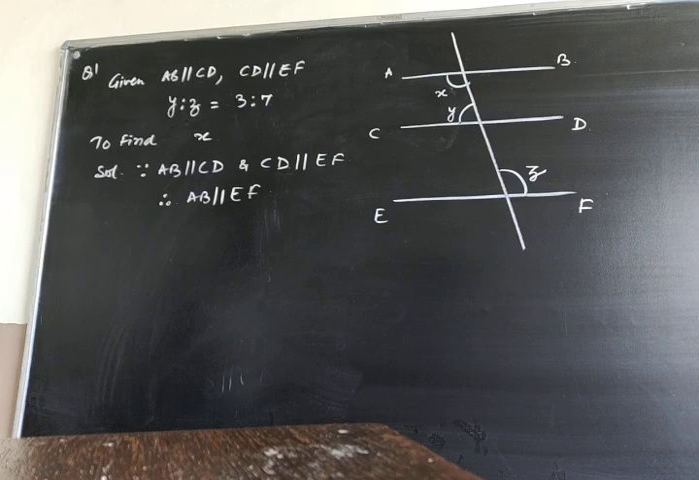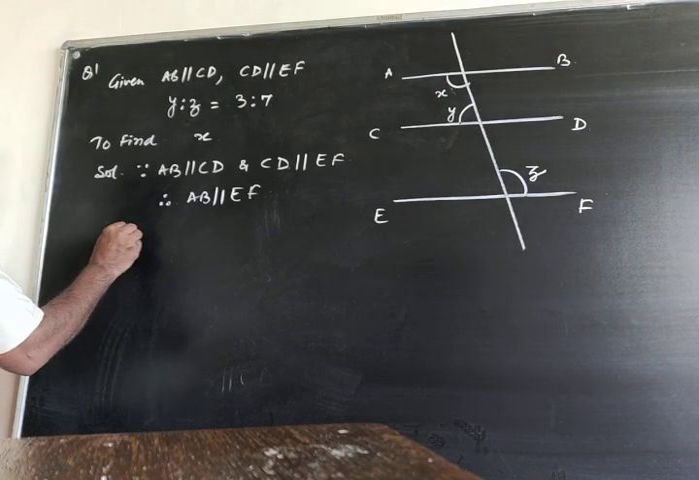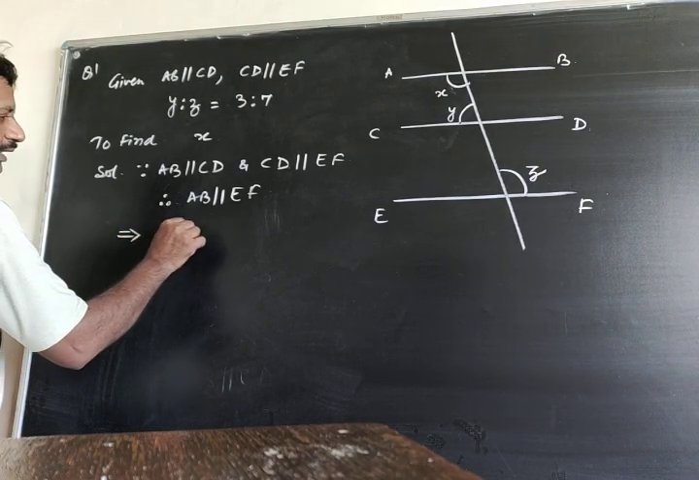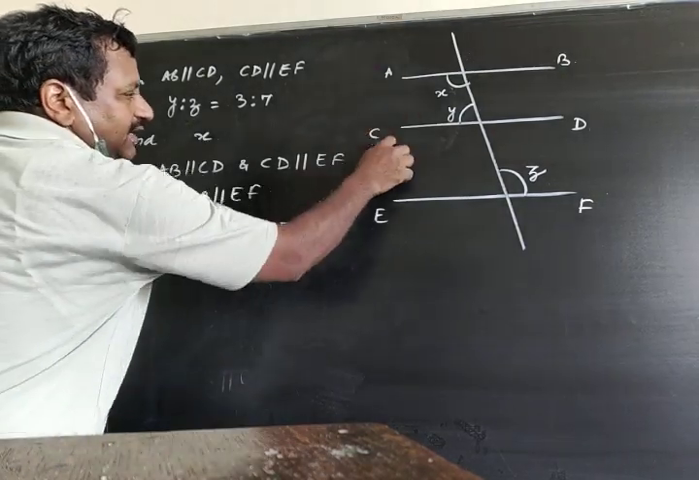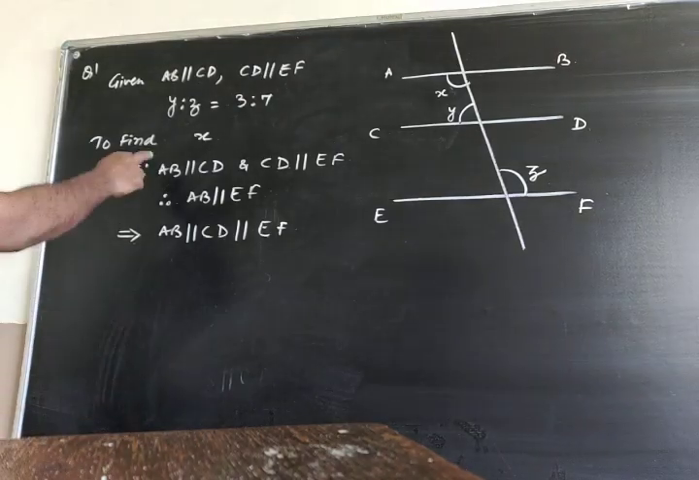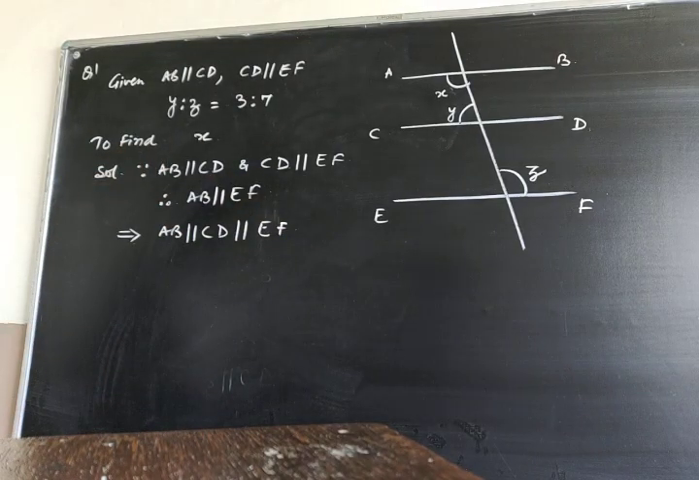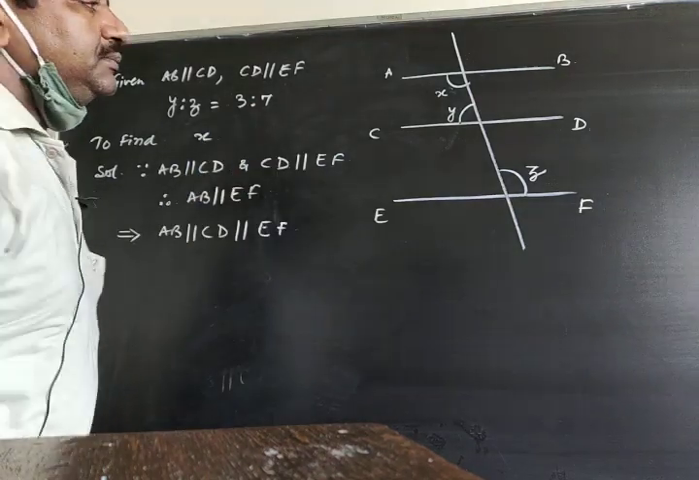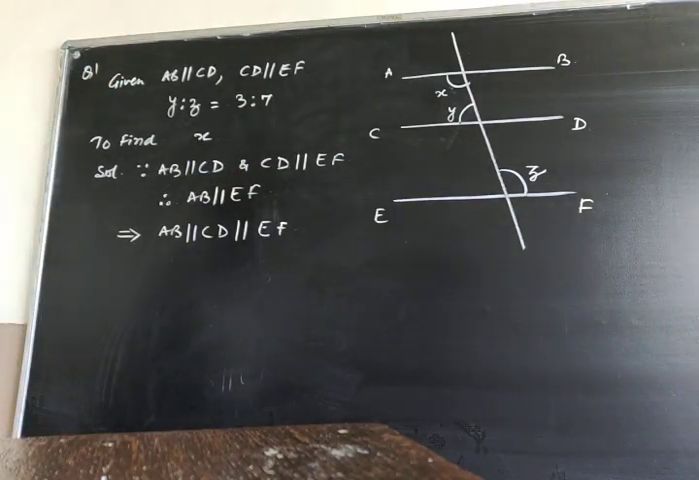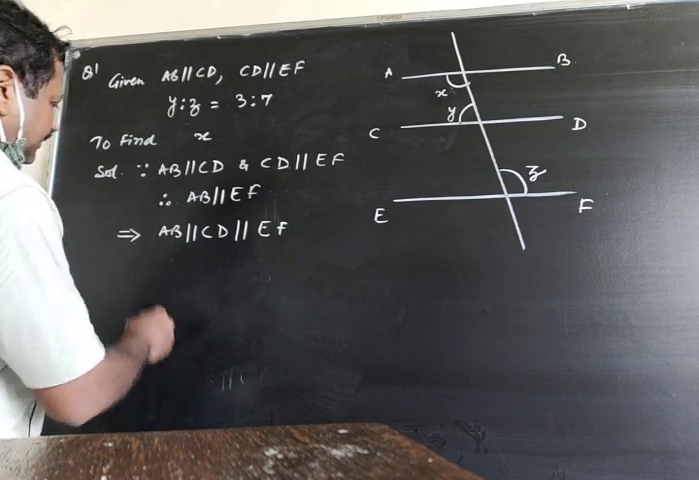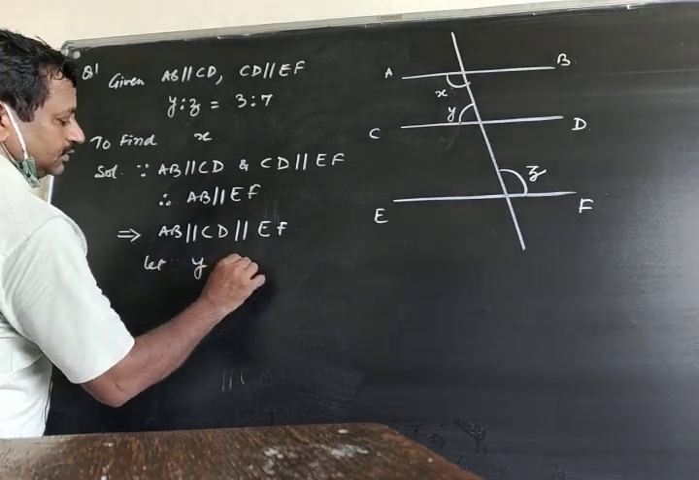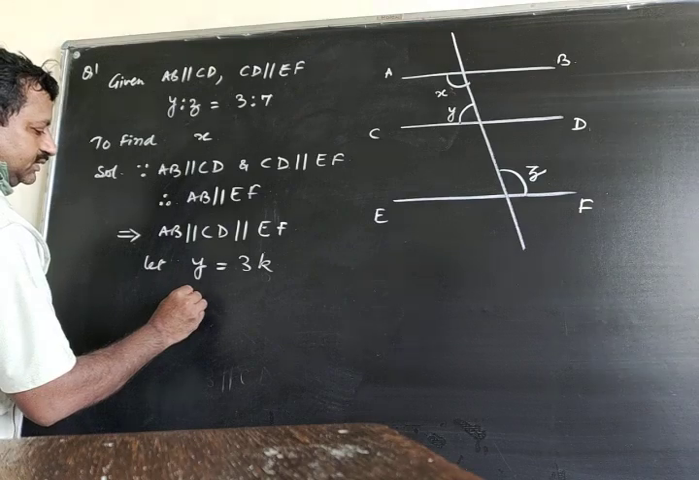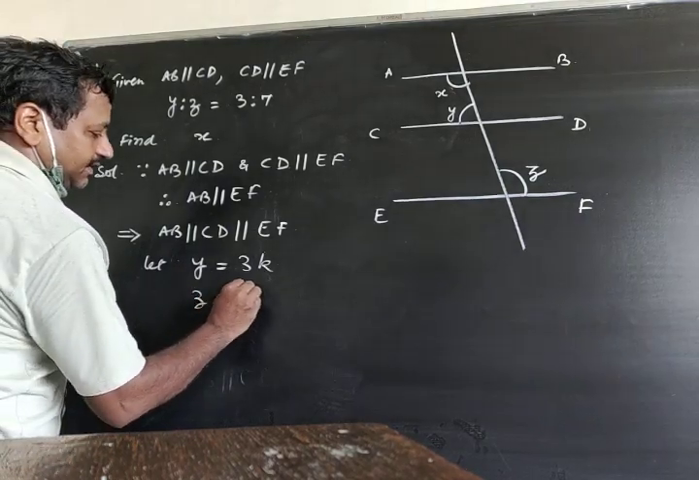According to that rule, AB parallel to CD, CD parallel to EF, therefore AB parallel to EF. It implies AB parallel to CD parallel to EF. It means all the three lines are parallel to each other. First of all, this part is very important, to prove that these three lines are parallel. So let us take y equal to 3k and z equal to 7k.